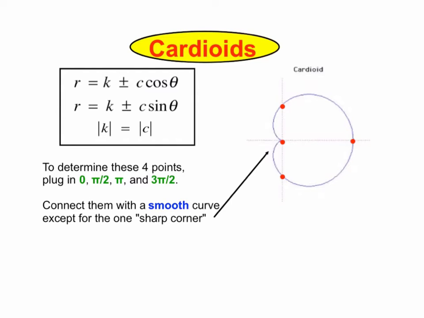But the nice thing about these is you don't have to memorize a bunch of little individual rules. All we're going to do is plug in 4 values into the equation. We're going to plug in 0, pi over 2, or 90 degrees, pi, or 180 degrees, and 3 pi over 2, or 270 degrees. And then once we have those values, we're going to plot those 4 points. So this would be a case where they plotted those 4 points. And then we connect them with a smooth curve, except for the one sharp corner, and that sharp corner will always occur right at the center, at the origin.